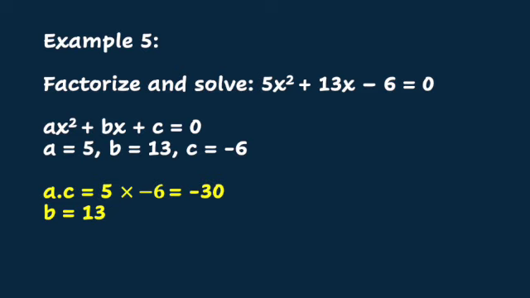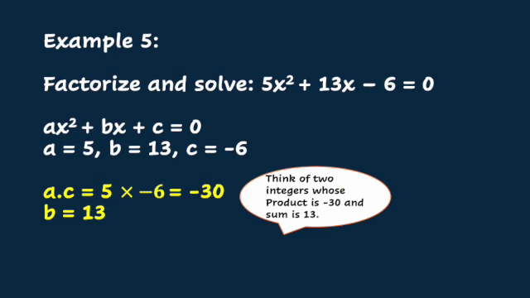So again we compare it with the general form of the equation ax squared plus bx plus c equal to 0, and we get a equal to 5, b equal to 13 and c equal to minus 6. So now the next step is to find the product of a and c, and we write the value of b. So a times c gives us minus 30 and b is 13. So now we need to think of the two integers whose product is minus 30 and sum is 13.